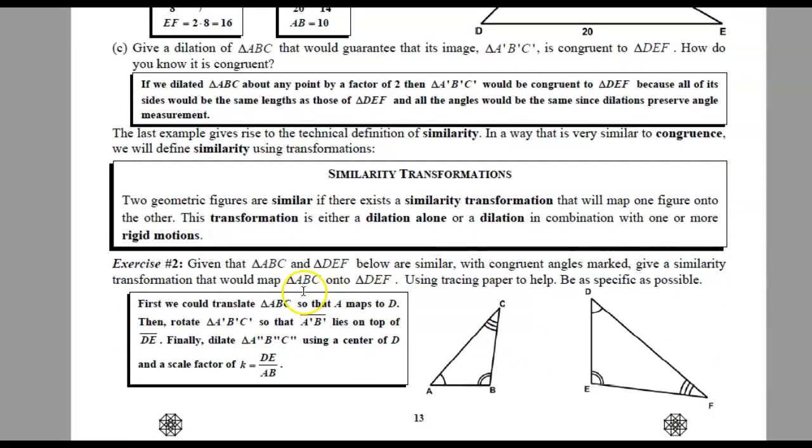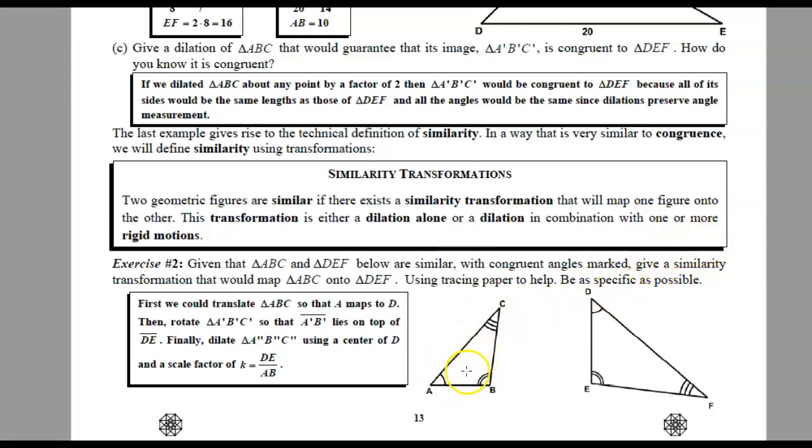Exercise 2, given that ABC and DEF are similar, with congruent angles marked, give a transformation that would map the smaller triangle ABC onto DEF. Now, tracing paper can absolutely help you here. If you trace triangle ABC, and then you can physically spin it and flip it and make it work, what you will notice if you do that is that this is a rotation. So if I were to translate this triangle and pick it up so that point A lands on point D, this triangle ABC would now be up here, right? Because all I'm doing is sliding it this way, sliding it along the paper.